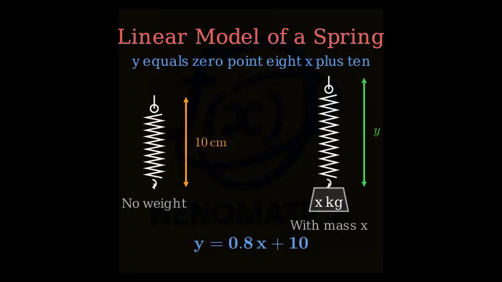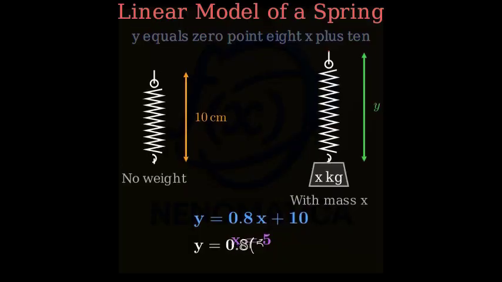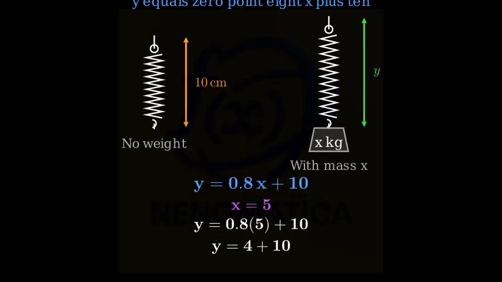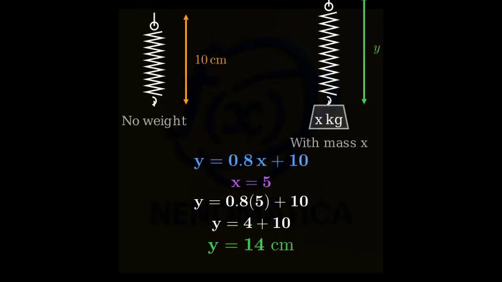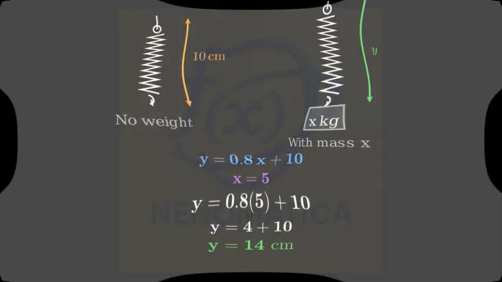Now we are asked for the length when x equals 5 kilograms. Substitute x equals 5. 0.8 times 5 is 4. Then y equals 4 plus 10, which is 14 centimeters.